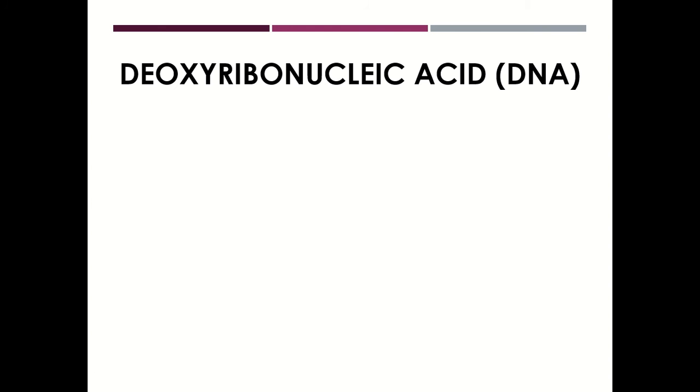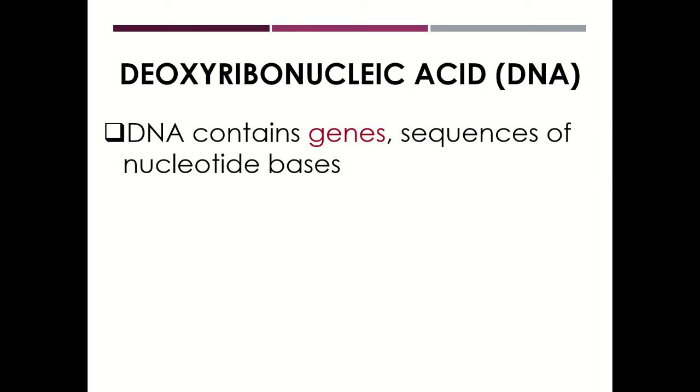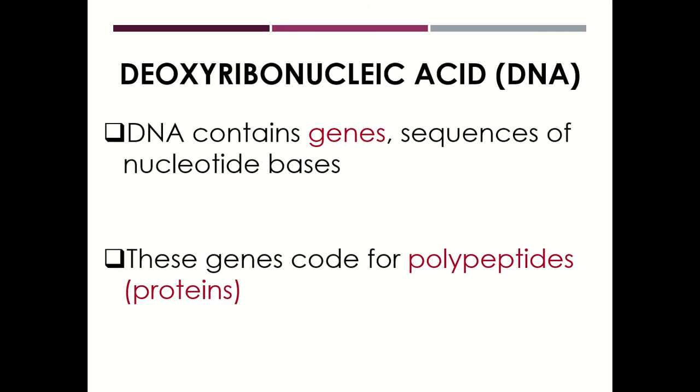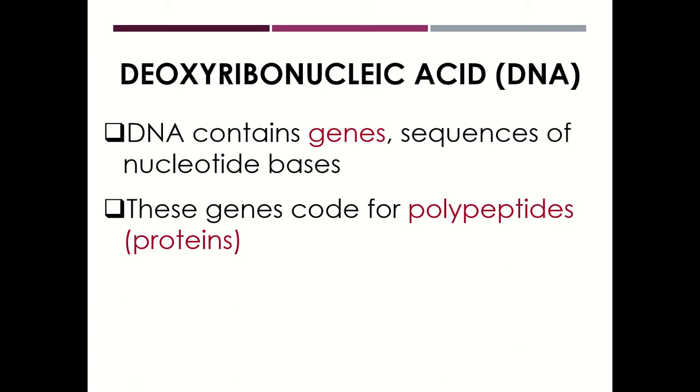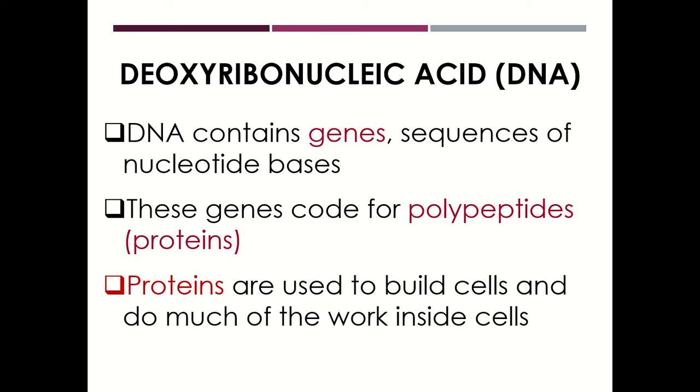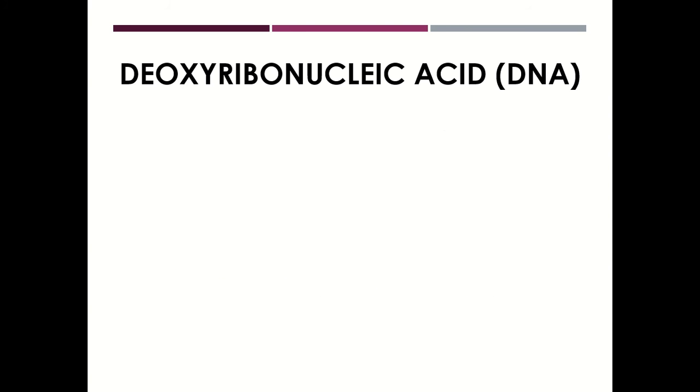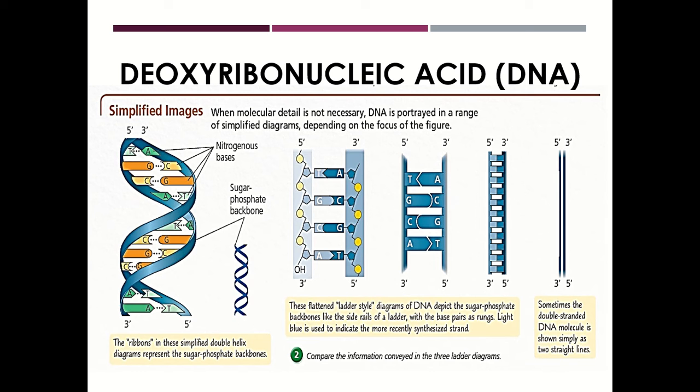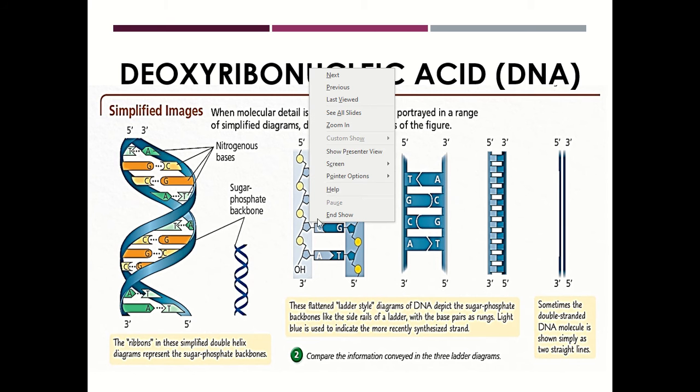So what is DNA? DNA is also known as deoxyribonucleic acid. DNA contains genes, sequences of nucleotide bases. These genes code for polypeptides or the proteins. And the proteins are used to build cells and do much of the work inside the cell. Amino acid is the building block of proteins. So this is what we call the DNA.